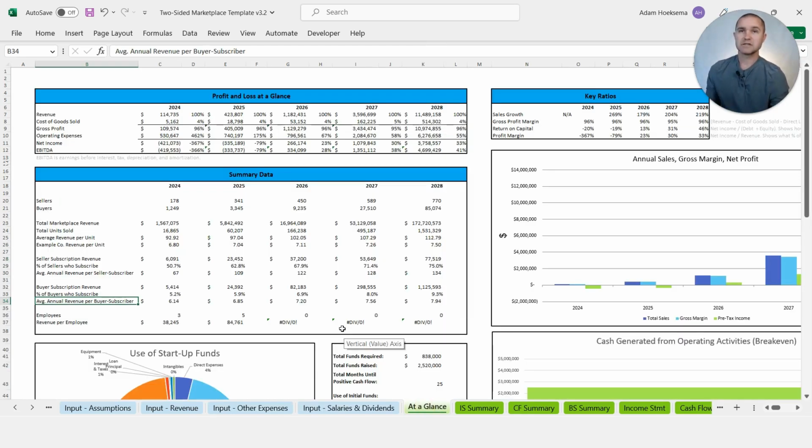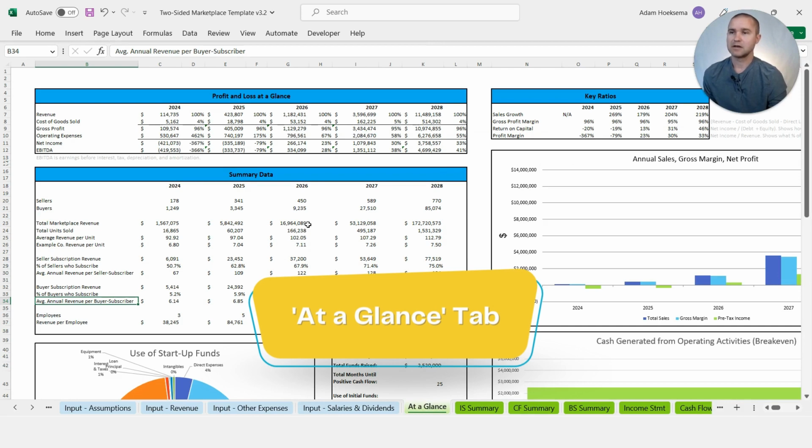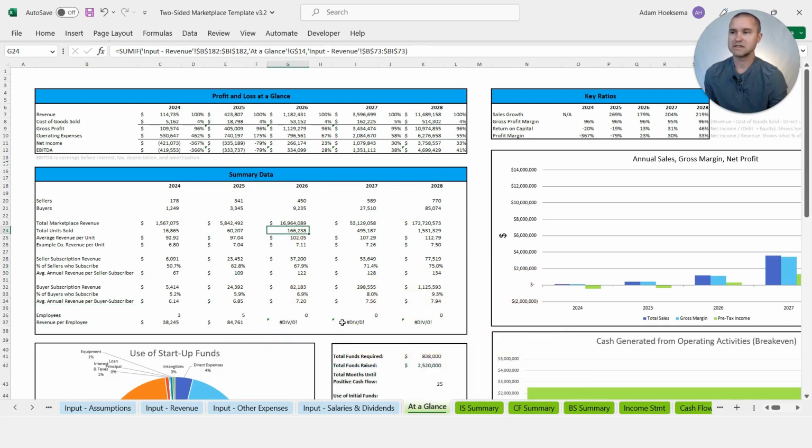Okay, so that brings us back to the at a glance tab here, where you'll be able to see these different key performance indicators. You can see things like average revenue per unit, total units sold, buyers and sellers on the platform, various key ratios here.